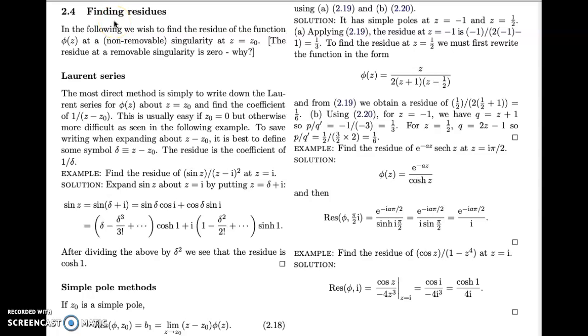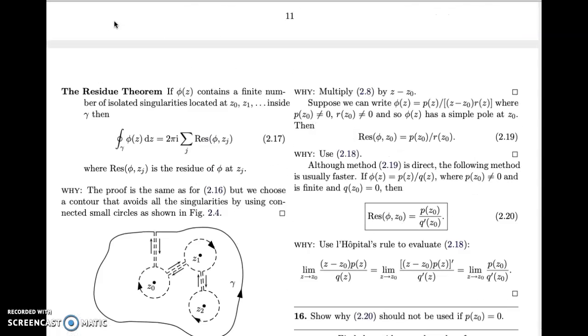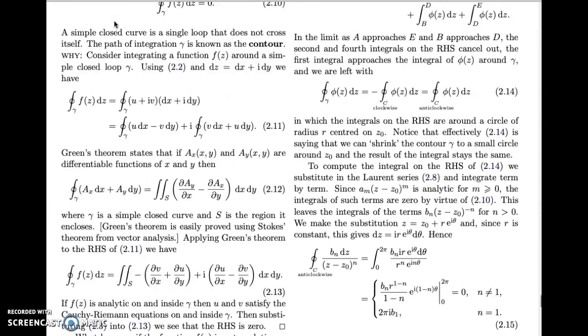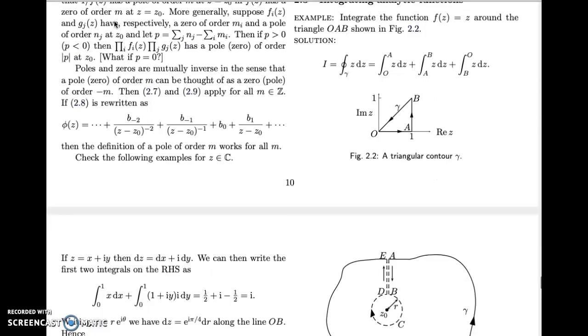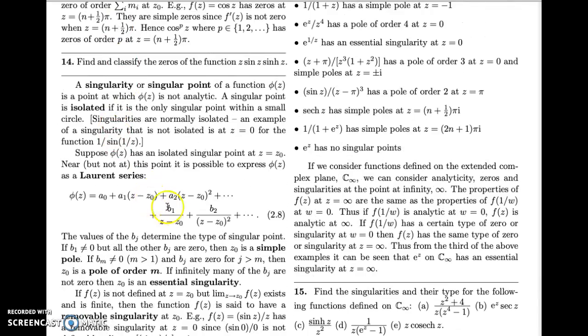So we've just seen that to evaluate integrals around a closed loop of a function which contains singularities inside the loop, we need to find the residues of those singularities. Just to remind you, the residue is simply b1 in the Laurent series. So the Laurent series residue just means this value b1.